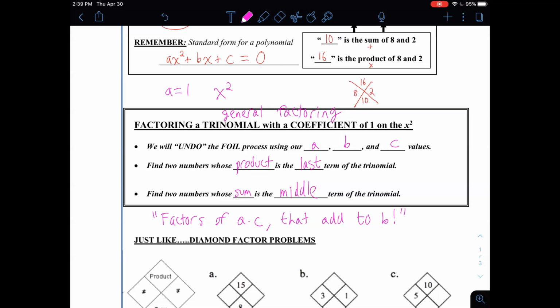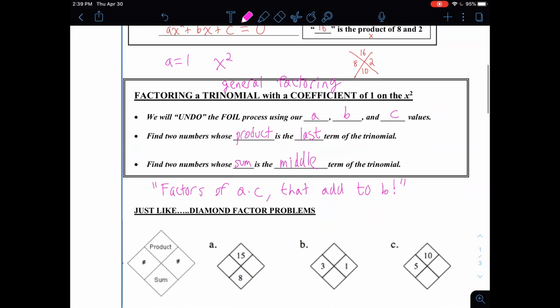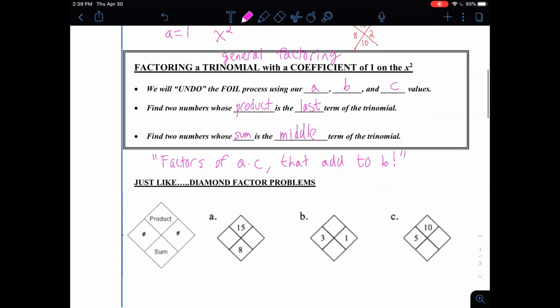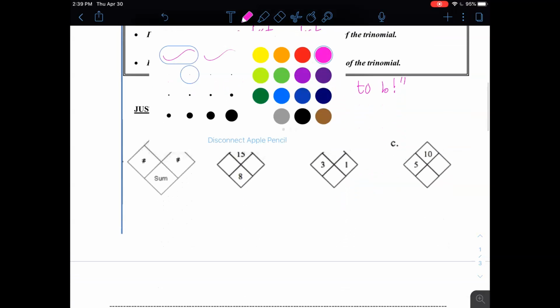Factors of A times C that add to B. I'll put an exclamation point. That's really exciting. Okay? All right, we have some diamond factor problems. So we're just going to continue what we did before. Let's go ahead and see if we remember how to do this.